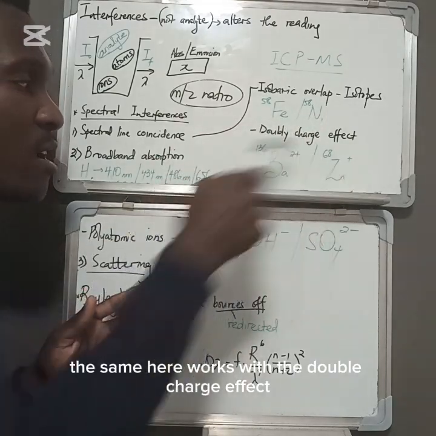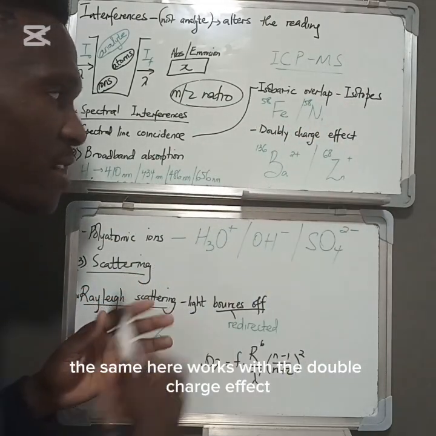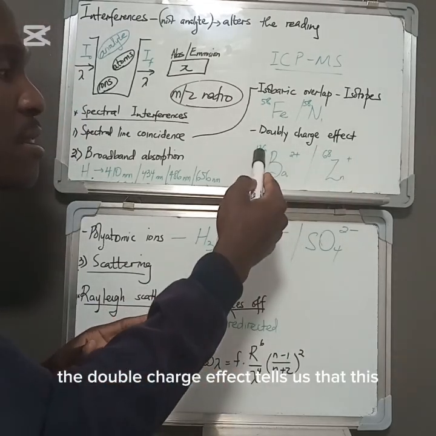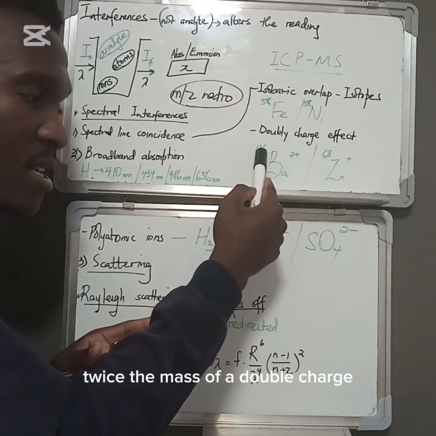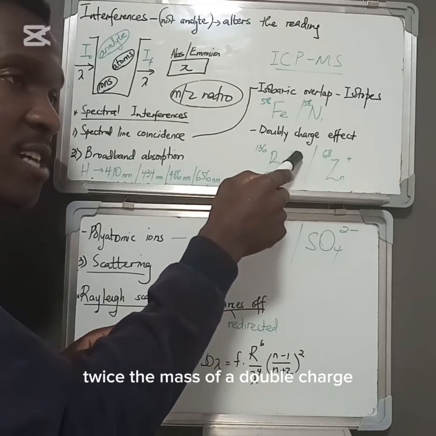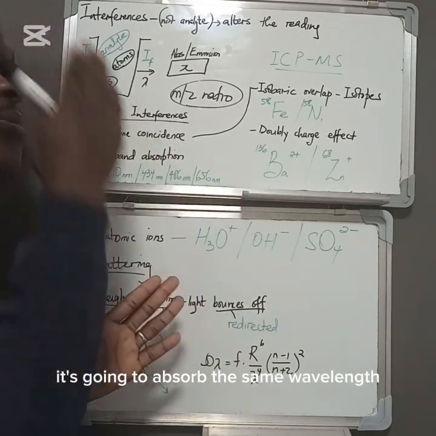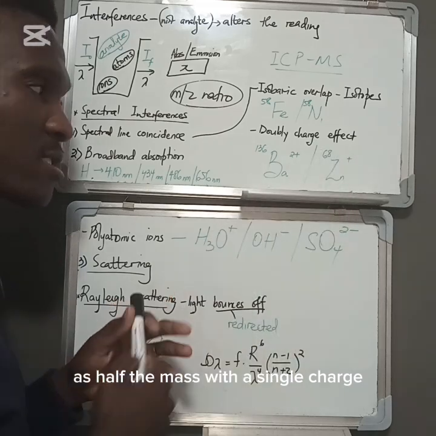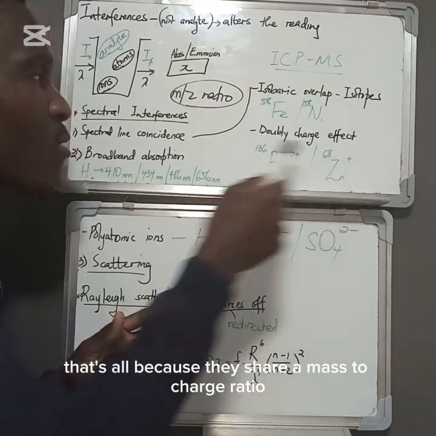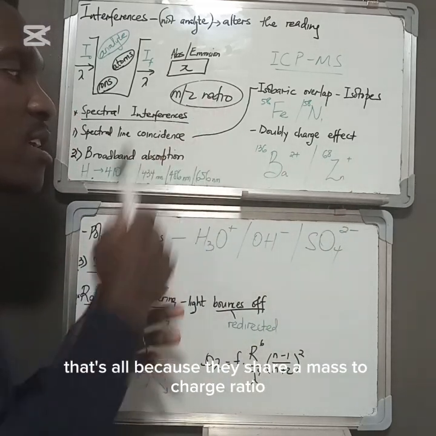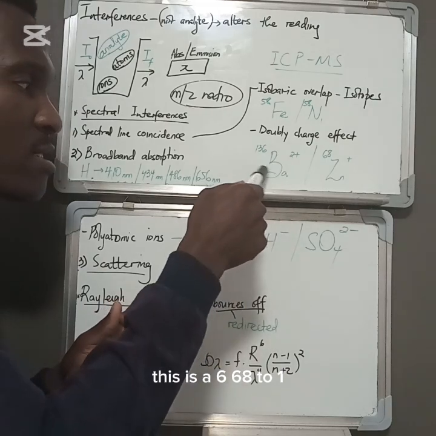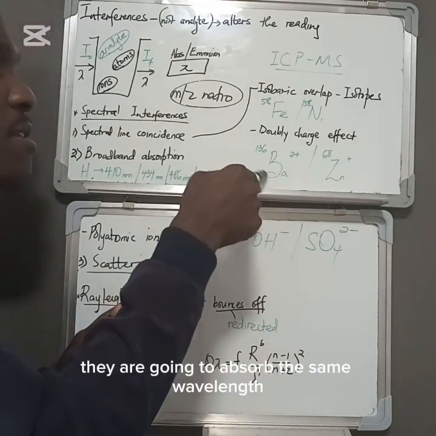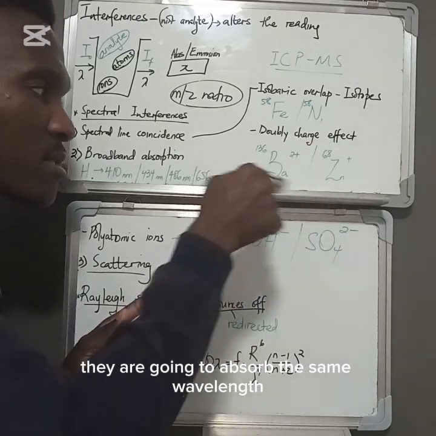The same works with the double charge effect. The double charge effect tells us that twice the mass with a double charge is going to absorb the same wavelength as half the mass with a single charge. That's all because they share a mass to charge ratio. This is a 68 to 1 simple ratio. They are going to absorb the same wavelength.